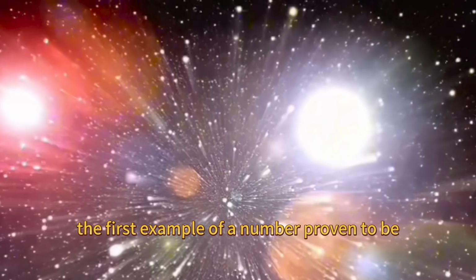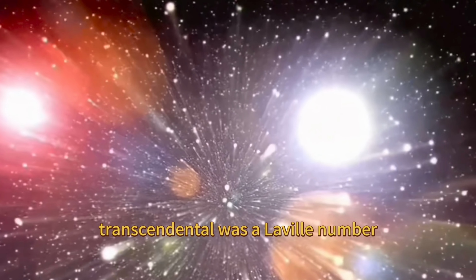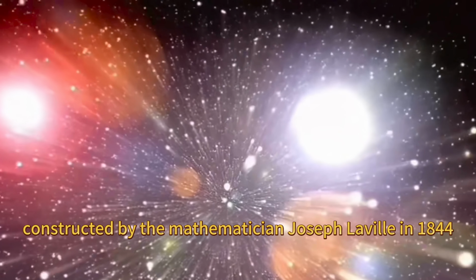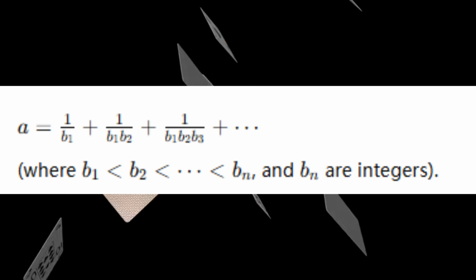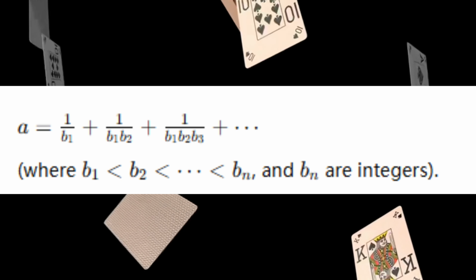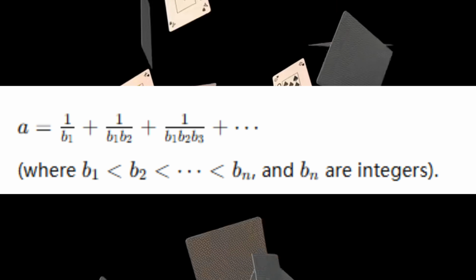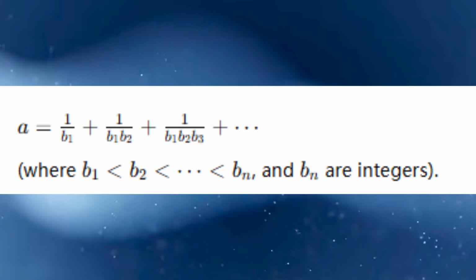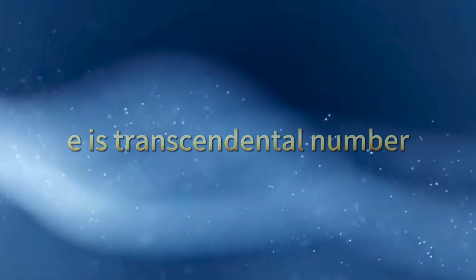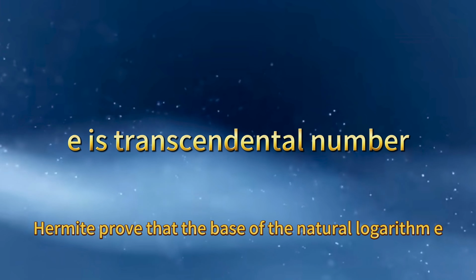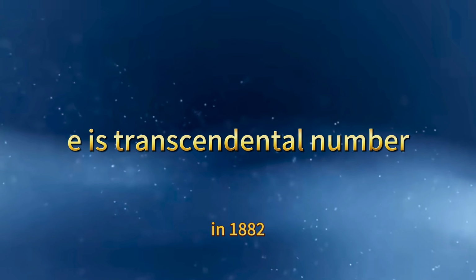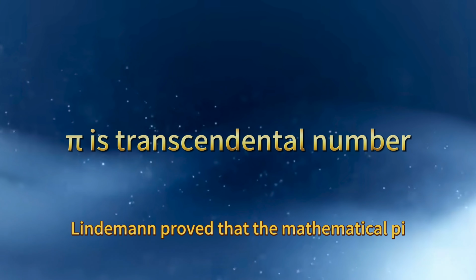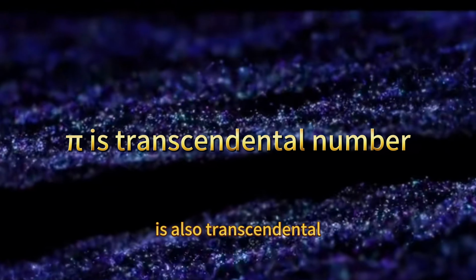The first example of a number proven to be transcendental was a Liouville number, constructed by the mathematician Joseph Liouville in 1844. These numbers take the form In 1873, Hermite proved that the base of the natural logarithm, e, is a transcendental number. In 1882, Lindemann proved that the mathematical constant pi is also transcendental.